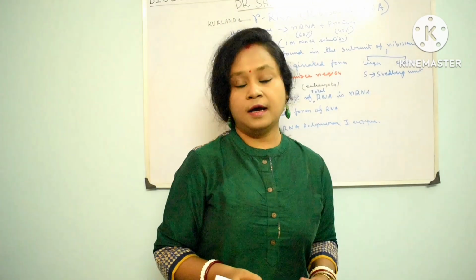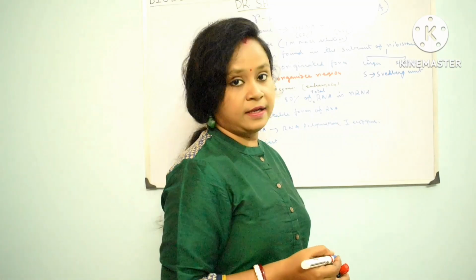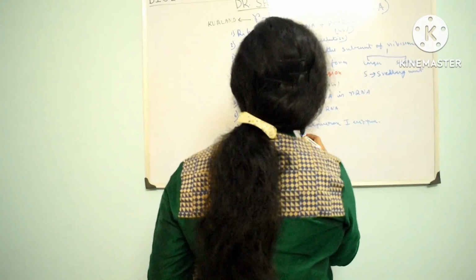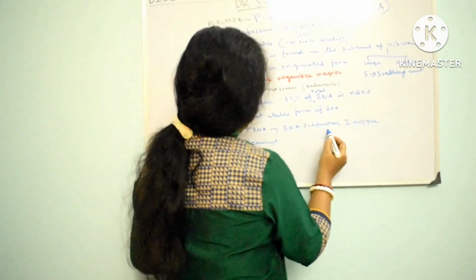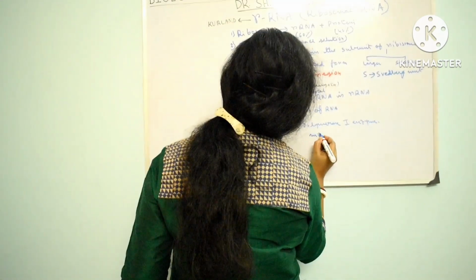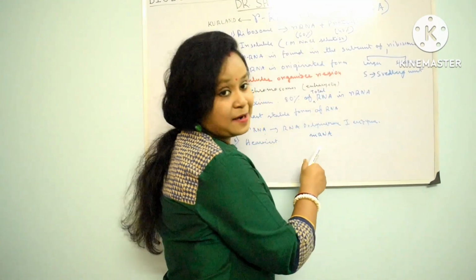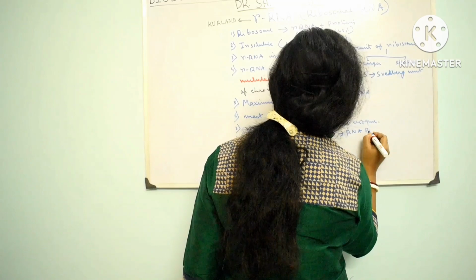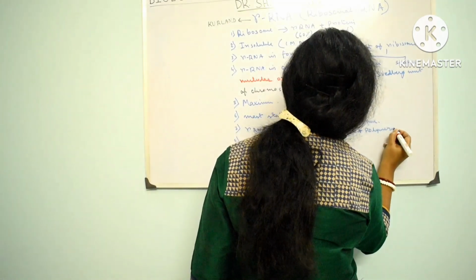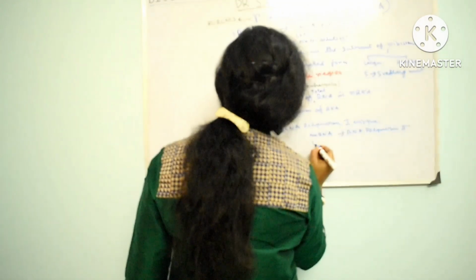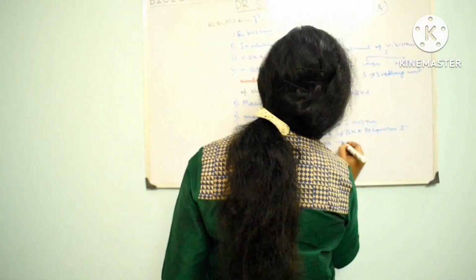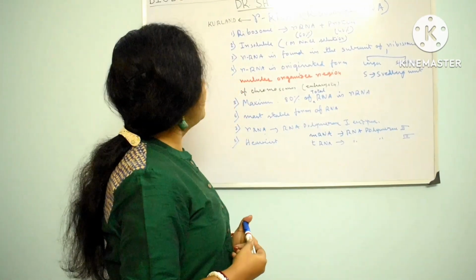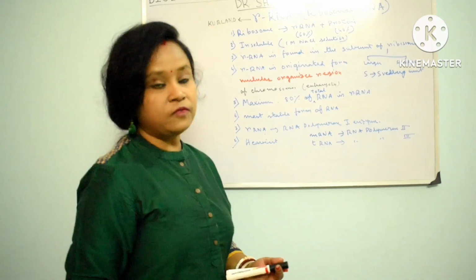The next point is that this is the heaviest. Out of these three RNAs, rRNA, tRNA and mRNA, rRNA is heaviest in weight. Here is also some extra knowledge. rRNA is synthesized by RNA polymerase 1, mRNA is synthesized by RNA polymerase 2, and tRNA is synthesized by RNA polymerase 3. So these are some important points of rRNA.